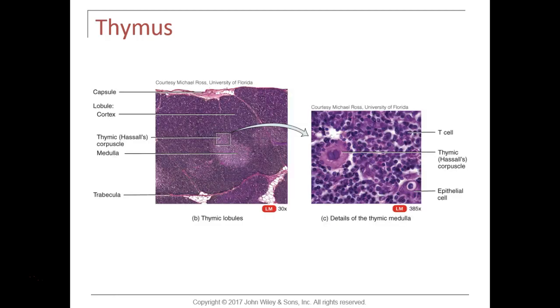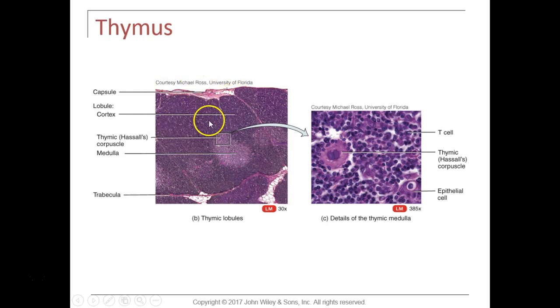The structure of the thymus gland includes a connective tissue capsule that surrounds the entire gland, with little extensions from the capsule that dive into the gland, which are called trabeculae. Those trabeculae partially lobulate the gland into little sections, which we call thymic lobules.